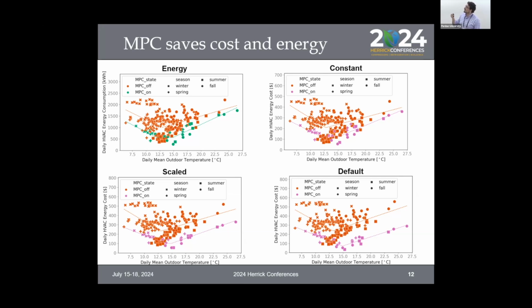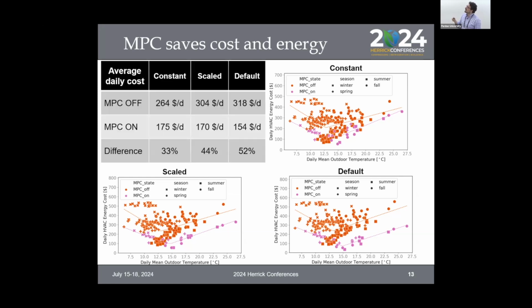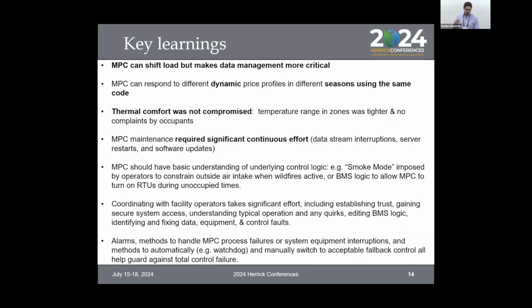But once we start using dynamic prices, those savings drastically increase. And in fact, with the default scenario, with the very highly dynamic prices, we can save around 50% of the running cost of the HVAC, while if you use the scaled prices, that would be around 30%, which if you want to go on a yearly basis, it would be around $40,000 versus $20,000.